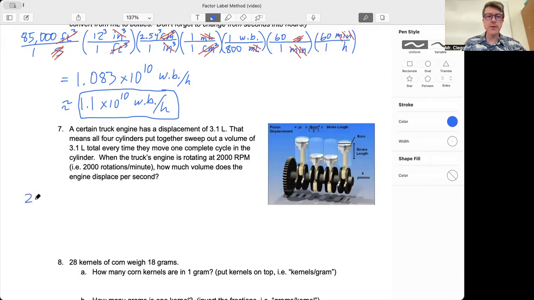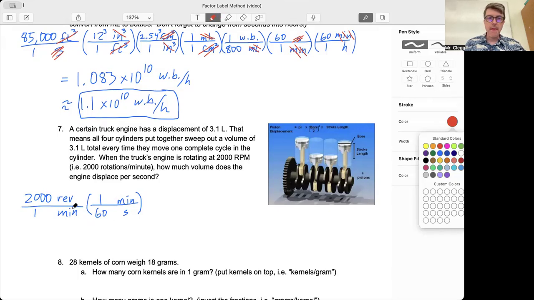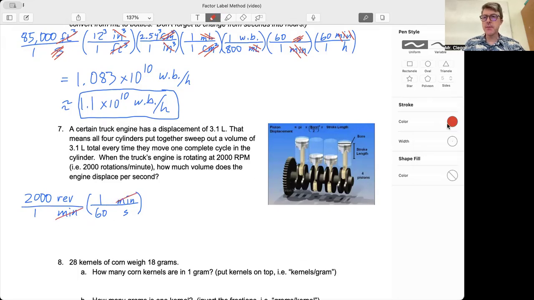So I'm going to start with 2000 rotations or revolutions. I'm going to call it revolutions actually. Revolutions per minute, 1 minute down here. Right? So we could just go to seconds right away. We want to know how many revolutions per second. It doesn't matter which order you go in. You could do the other one first. But I want to just go ahead and cancel out minutes and go to seconds. So I know that there's 60 seconds in 1 minute. Let's go ahead and cancel that out. So I can do that.